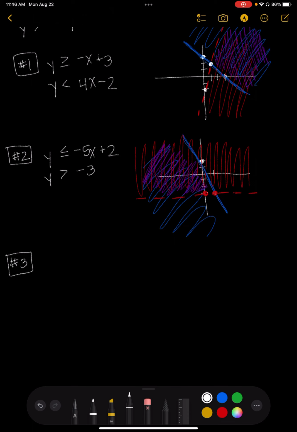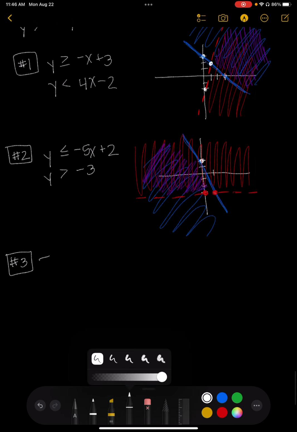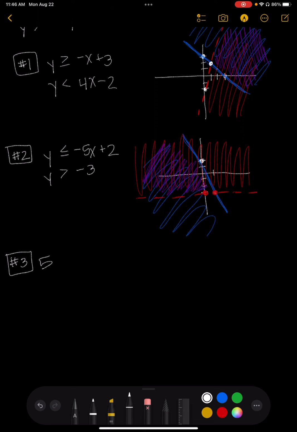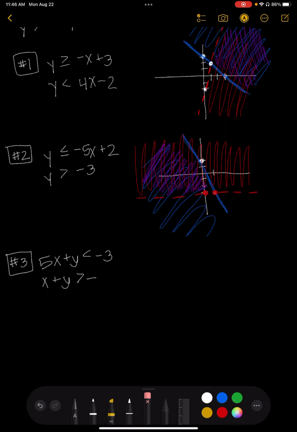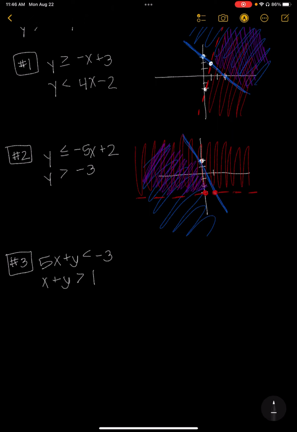And this example is going to be 5x plus y is less than negative 3, and then x plus y is greater than 1. Sorry, guys. All right. So these ones, instead of being in slope-intercept form, they're in standard form. The first thing I'm going to do is convert them both to slope-intercept form because it's going to be much easier for me to graph them that way.